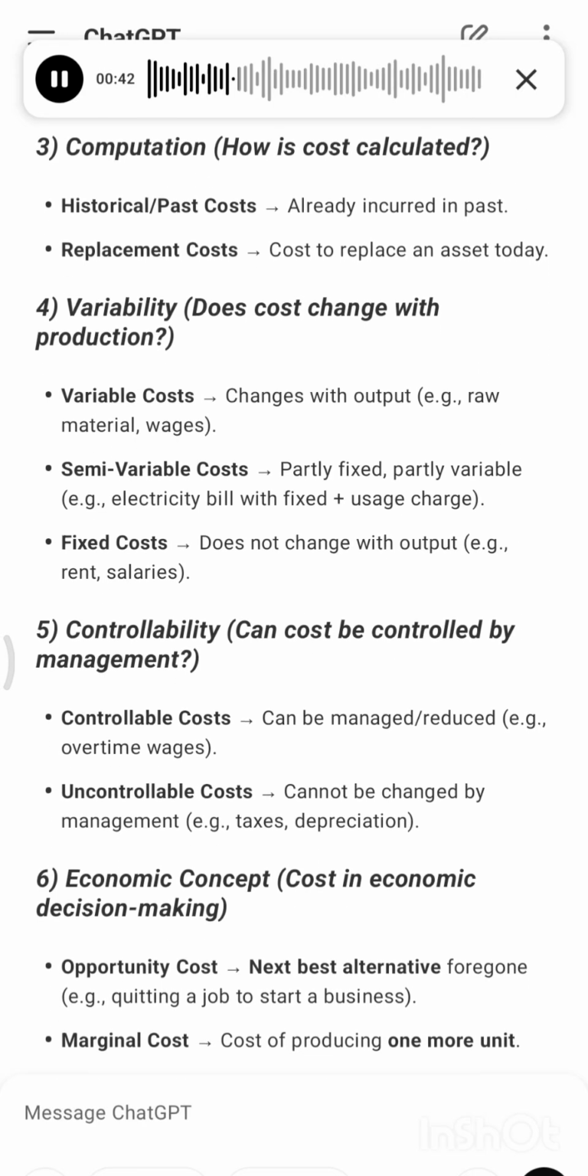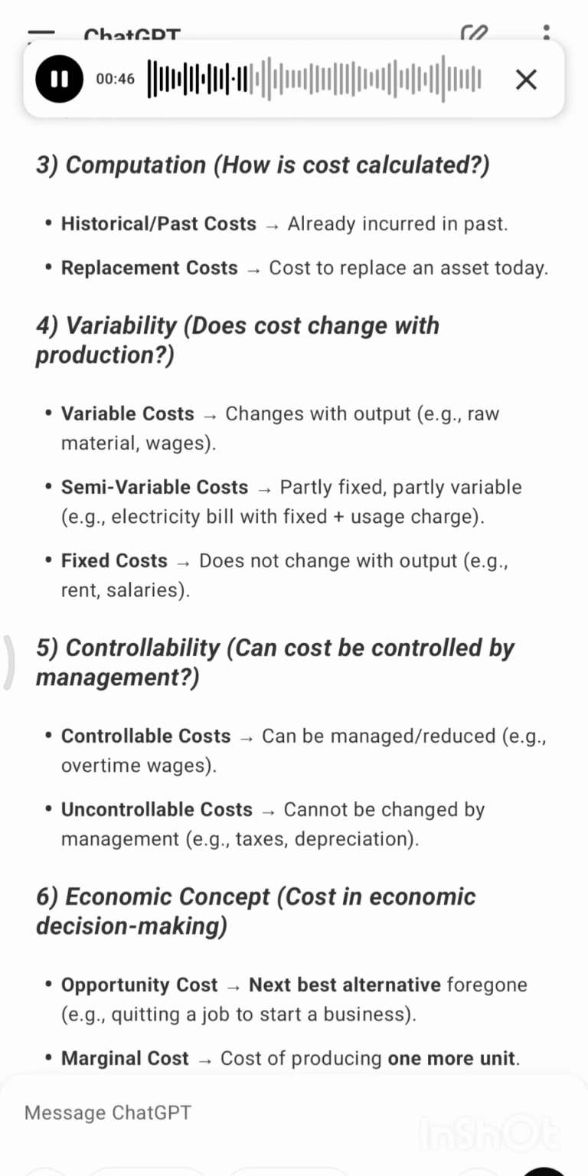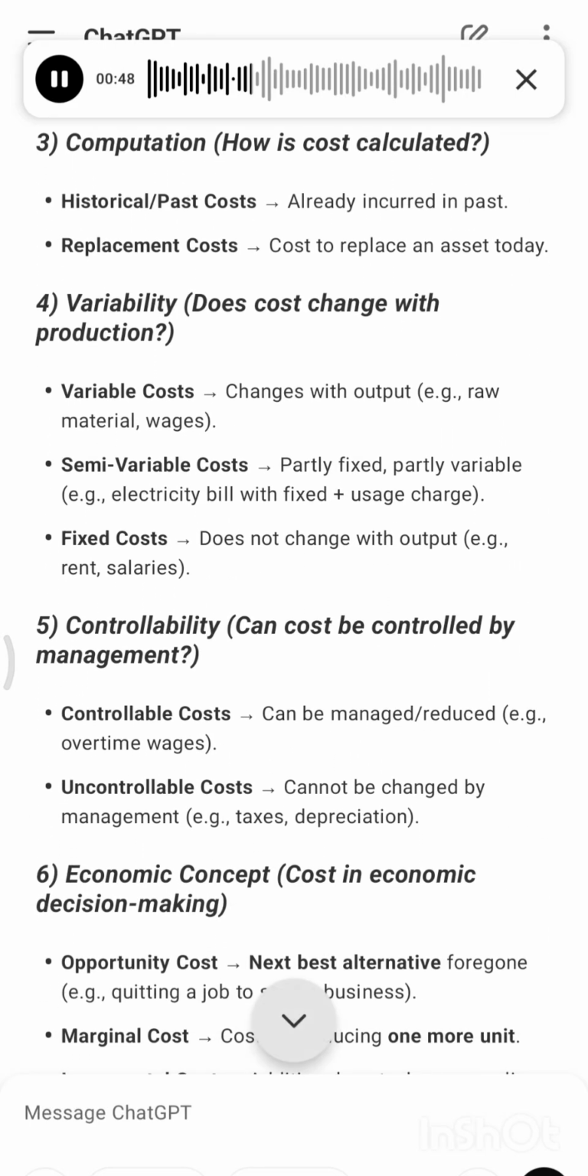3. Computation. How is cost calculated? Historical costs: past costs, already incurred. Replacement costs: cost to replace an asset today. 4. Variability. Does cost change with production? Variable costs: change with output, e.g. raw material, wages. Semi-variable costs: partly fixed, partly variable, e.g. electricity bill with fixed usage charge. Fixed costs: do not change with output, e.g.